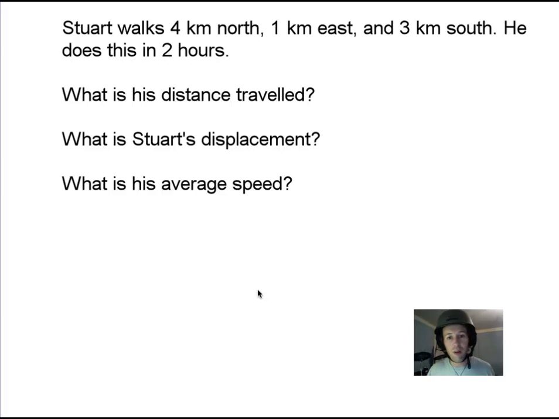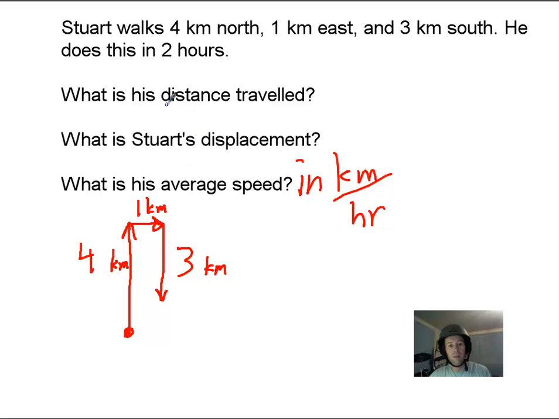Here is an easy problem that I would like you to solve. This final one, why don't you find the average speed in kilometers per hour. So pause it, solve it, now. This part with distance. Drawing a picture usually helps, especially if you're an awesome artist like myself. You will add up just all these values. 4 plus 1 plus 3, I believe, is 8 kilometers.